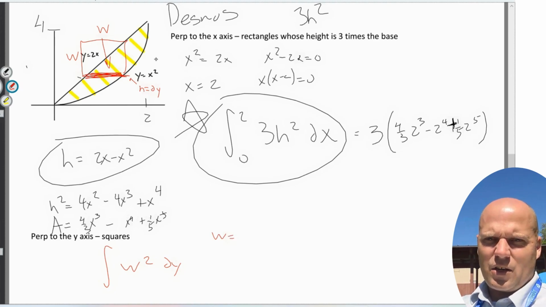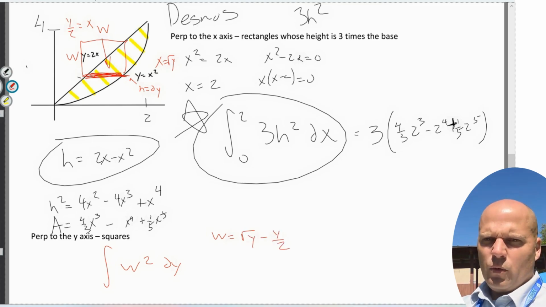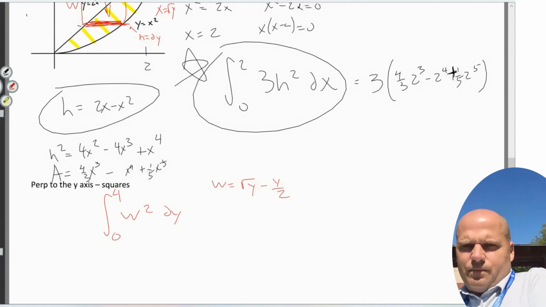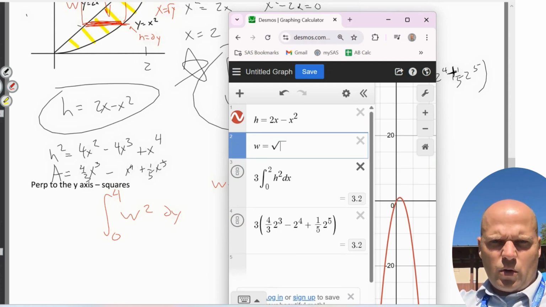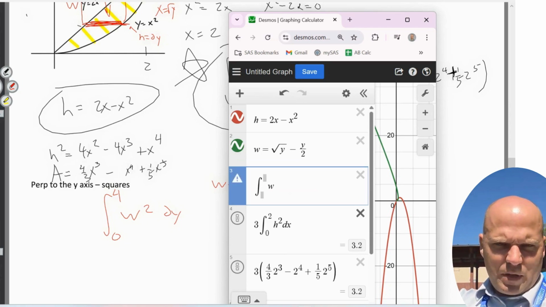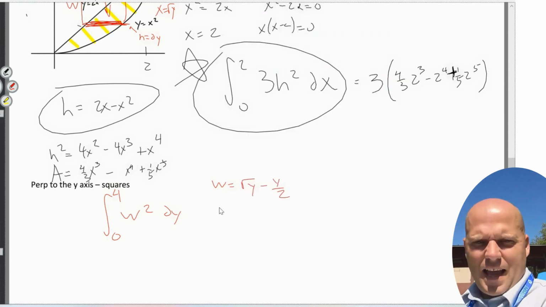W is x equals root y, and x equals y over 2. We'll sum them up from y equals bottom to y equals top. This will be my answer. W equals square root y minus y over 2. And if I want to integrate w, it'd have to be times dy. And I'm going to go from 0 to 4. Okay, great. How would I get that answer differently?